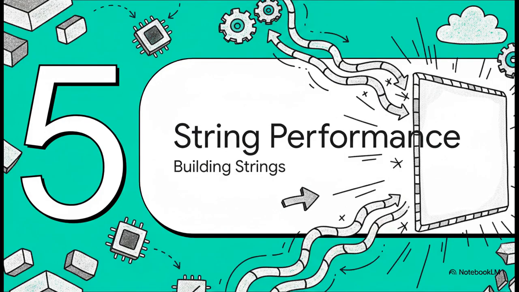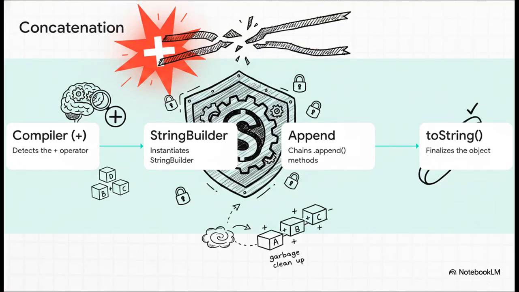Which brings us to Section 5, building strings for performance. This is probably the most crucial part for us developers, how to build massive text blocks without grinding your app down to a complete halt. So whenever you lazily use the plus sign to stick strings together, the Java bytecode compiler is actually secretly rewriting your program. Think about it.